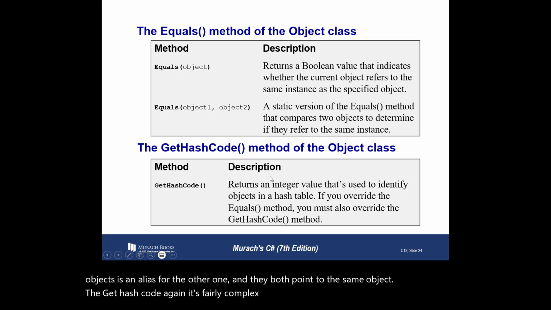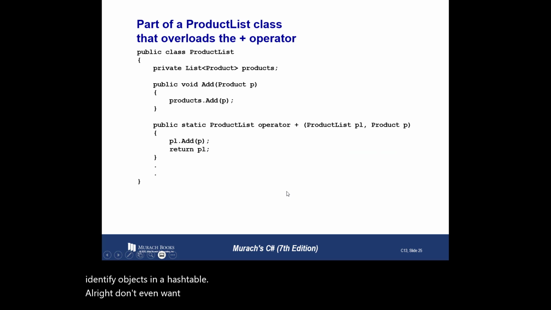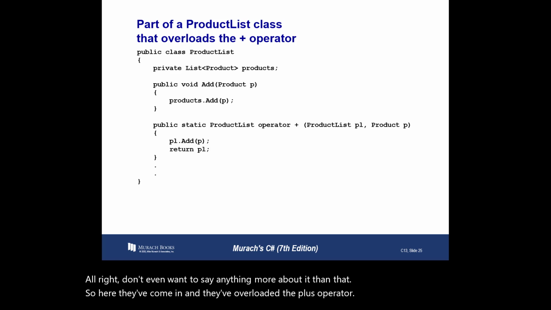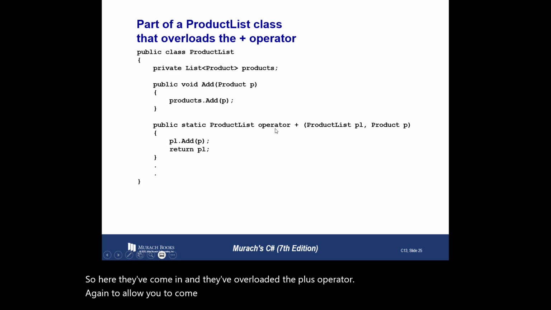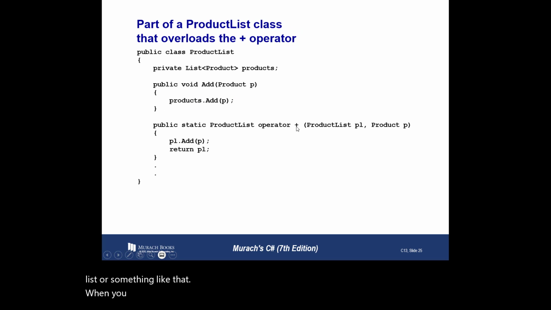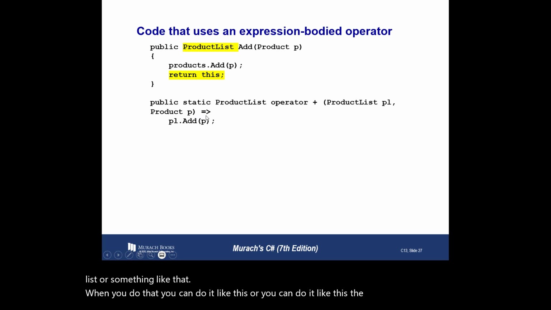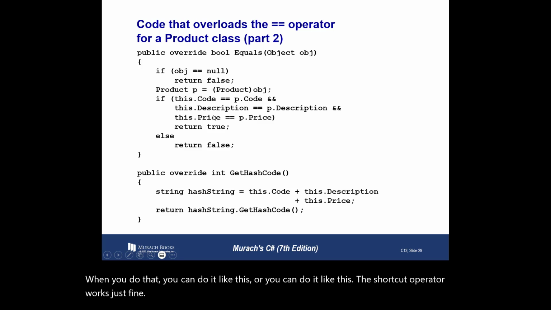As it says, it returns an integer value used to identify objects in a hash table. All right, I don't even want to say anything more about it than that. So here they've come in and they've overloaded the plus operator, again to allow you to come in, and it looks like in here we're probably adding an object to a list or something like that. When you do that, you can do it like this, or you can do it like this. The shortcut operator works just fine.